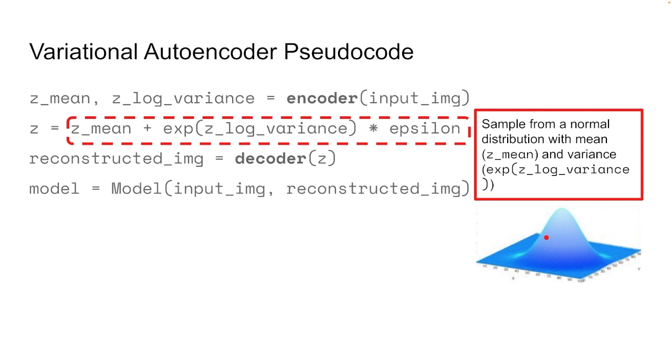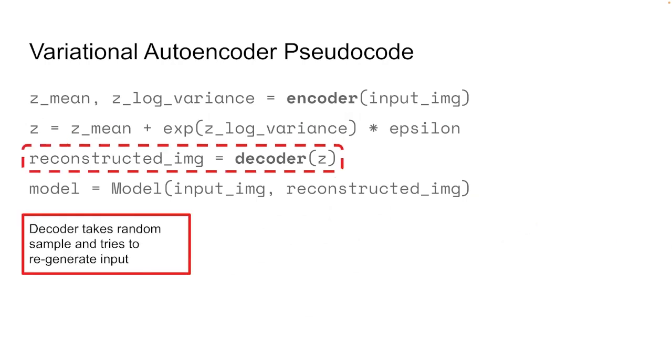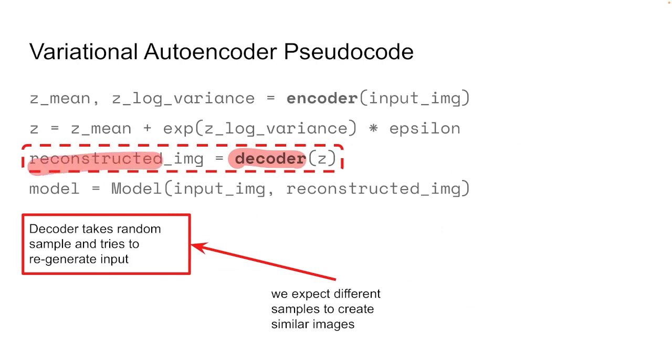Once we know that mean and variance, we can sample from it by generating some random noise and adding it to our means and our variances. What we're doing is using the distribution that the encoder learned and taking a single sample from it. Then we feed the sample to the decoder. The job of the decoder is to take that sample and reconstruct our original output. Because we're taking samples from the hidden representation, it basically tells the model that we expect different samples to create similar images. Even though we're having two random samples from the same hidden representation, we are still expecting the decoder to be able to recreate that original image.